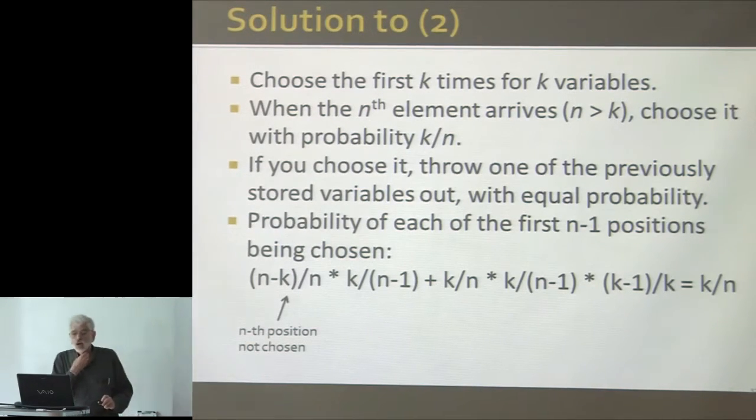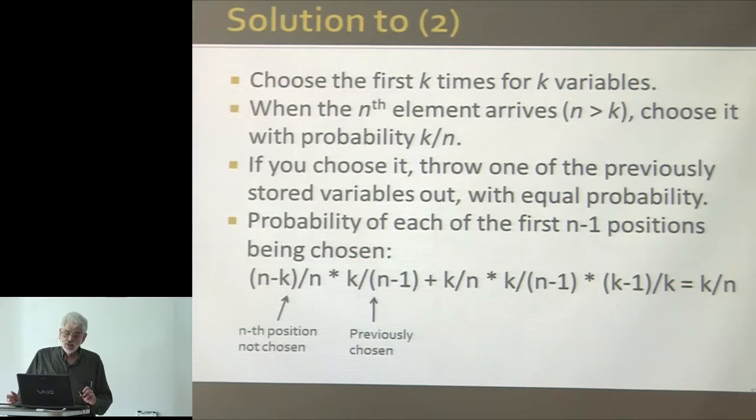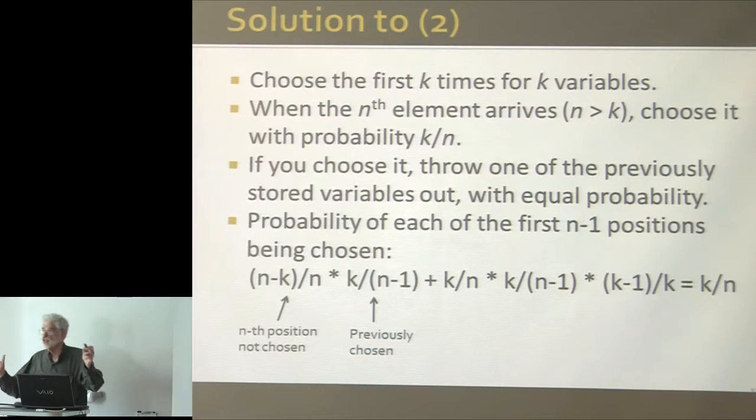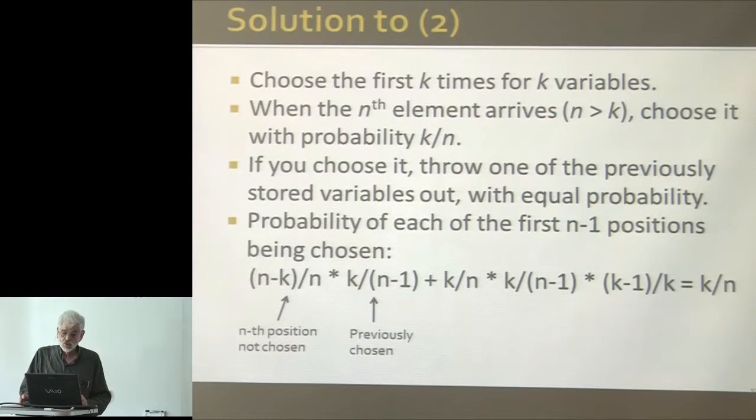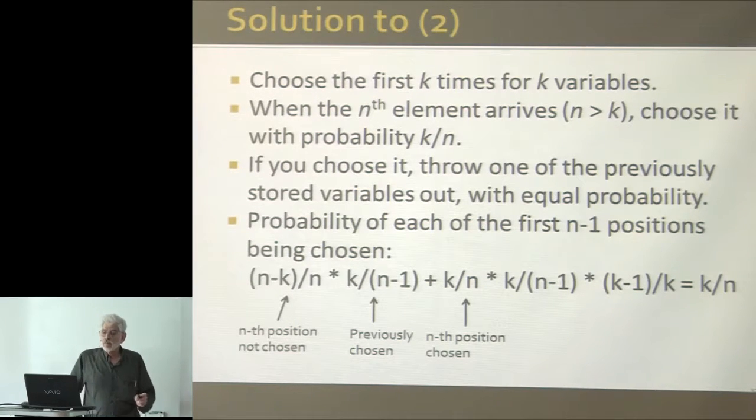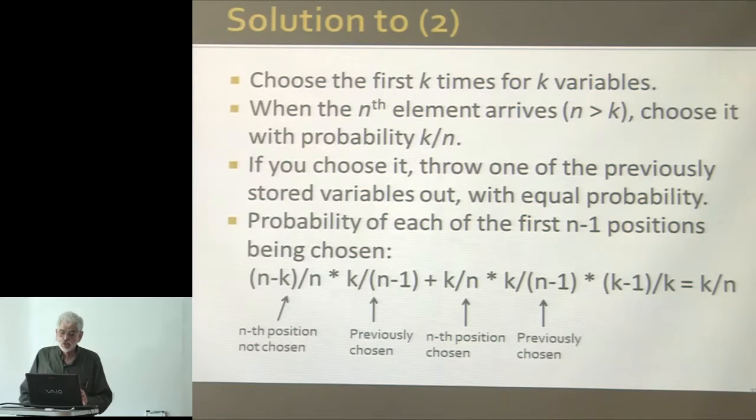Okay, so let's see. First of all, with probability n minus k over n, I don't choose the current position. And then the probability of any one of the n minus 1 previous positions being chosen for a random variable is k over n minus 1. That's the inductive hypothesis. So that's one term in the probability for a particular position being chosen. And then there's probability k over n that the nth position is chosen.